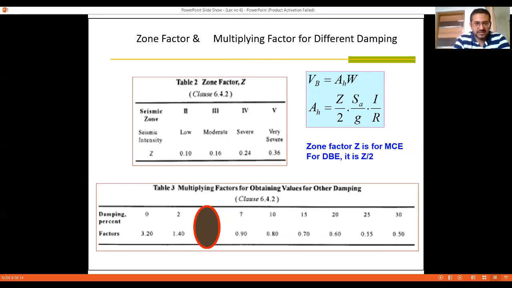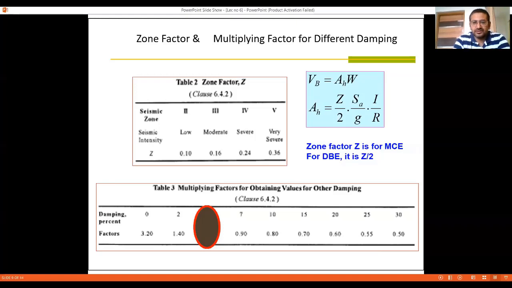So here is the snapshot of the table from IS 1893. As you can see, zone 2, zone 3, zone 4, and zone 5, where the minimum value is 0.1 and the maximum value is 0.36. Similarly, the damping factors are also given, from 0 to 30, and the values are given depending upon the damping that we are going to consider.